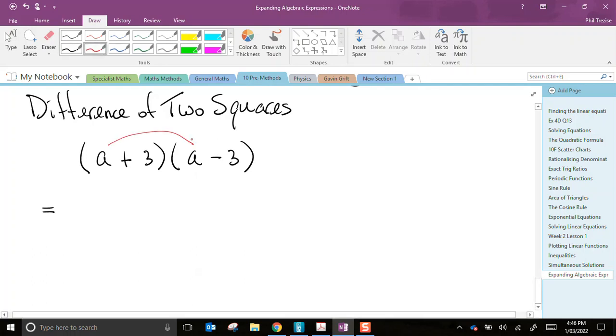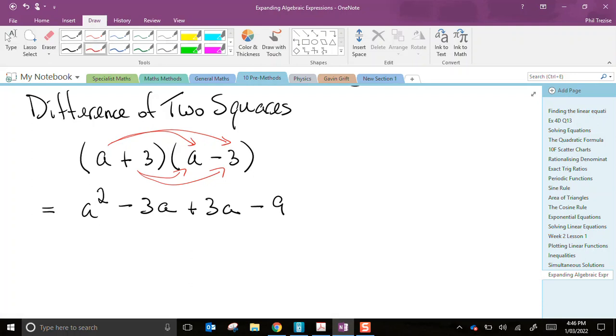So we would end up with a multiplied by a, then a by negative 3, then we'd have a positive 3 times a, and a positive 3 by a negative 3. So let's see what that looks like. A times a is a squared. A times negative 3 would be take away 3a. Then positive 3 times a would be add 3a. And finally, negative 3 times 3 is negative 9.